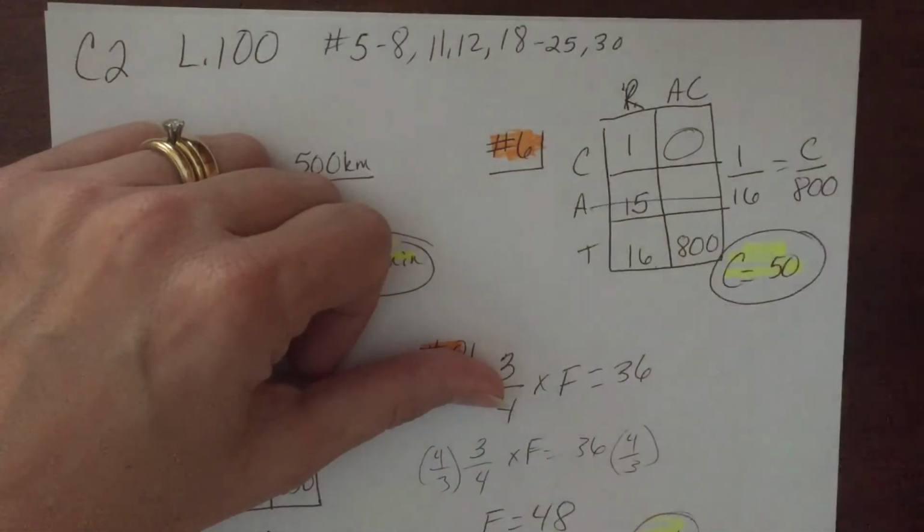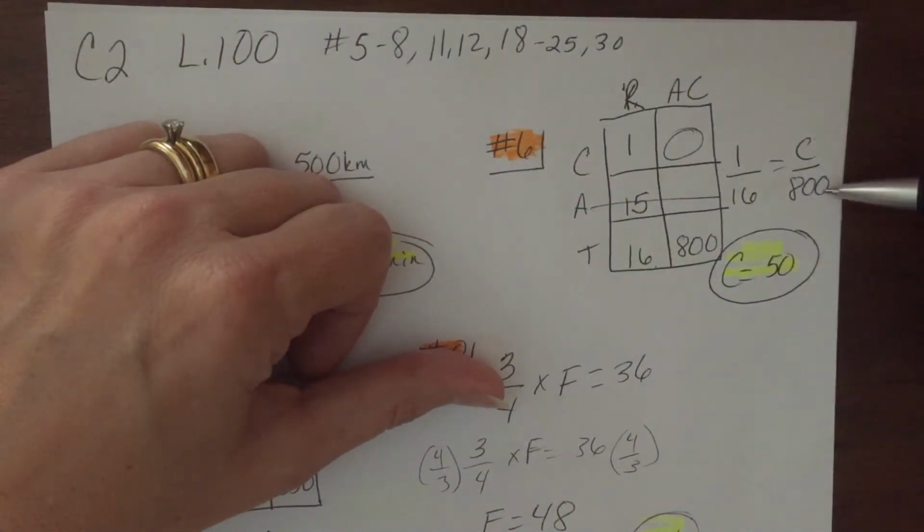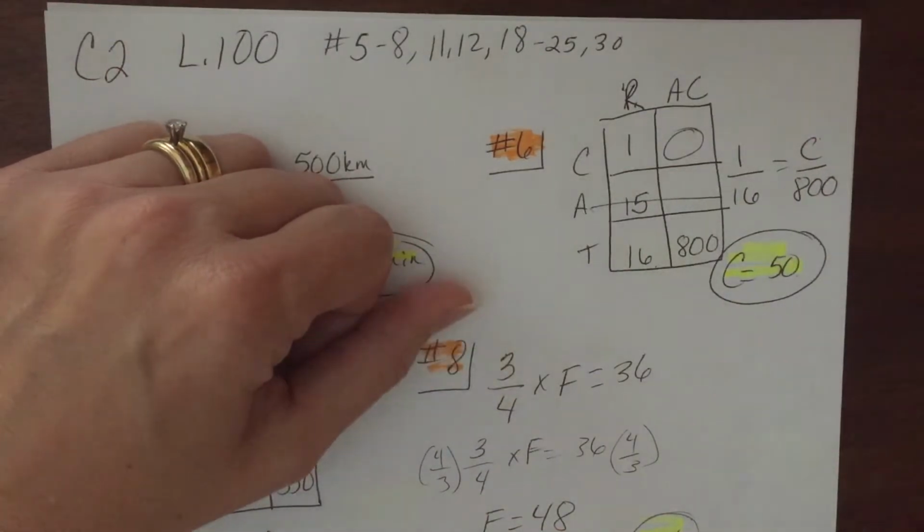So I'm going to get rid of the adult category. 1 is to 16, as the number of children is to 800. Cross multiply, the number of children is 50.